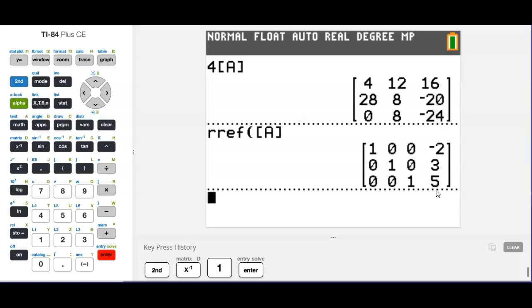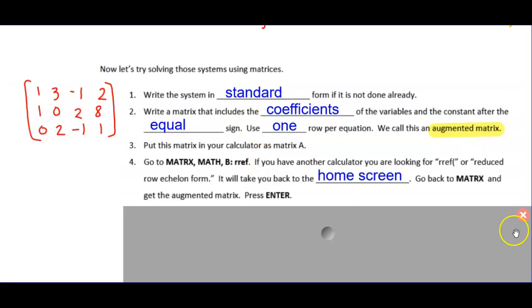You come back out to the main screen. You go to the math menu. You pull up RREF using alpha B. Then you go back to the matrix menu one more time on the names section and pull up matrix A, or whatever matrix you entered it in, and you have your result.